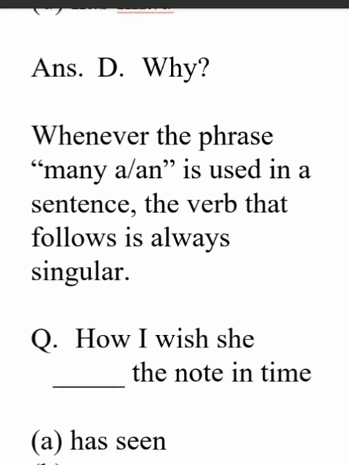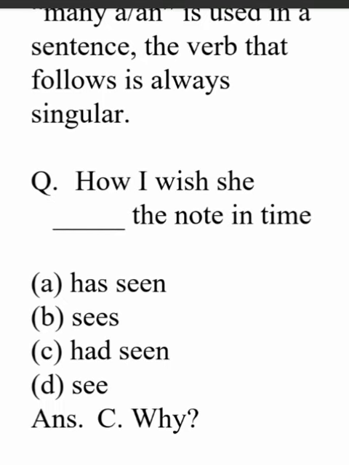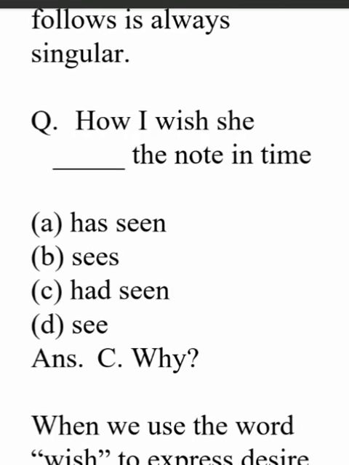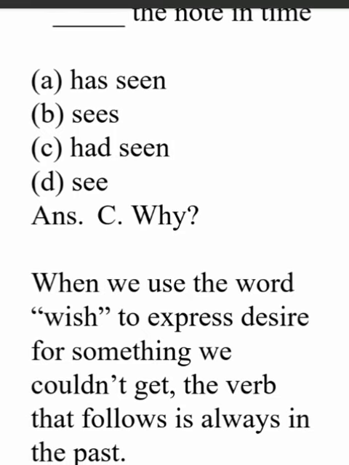Question. How I wish she dashed the note in time. A. Has seen. B. Sees. C. Had seen. D. See. Answer C. Why? When we use the word wish to express desire for something we couldn't get, the verb that follows is always in the past.